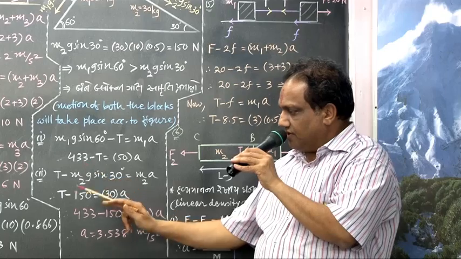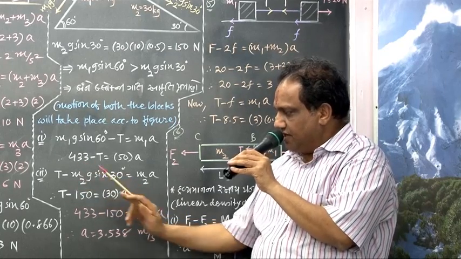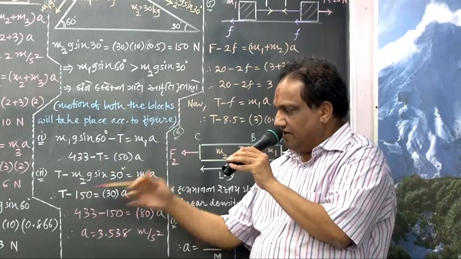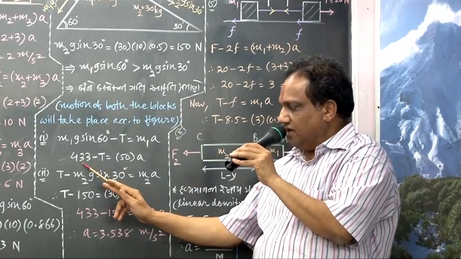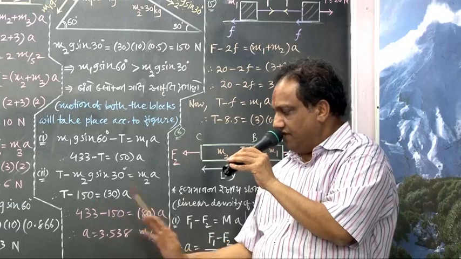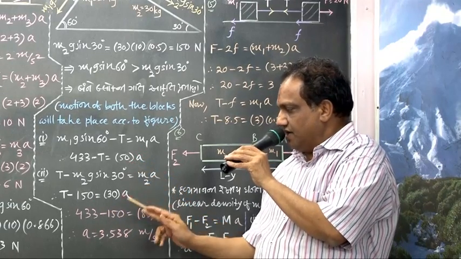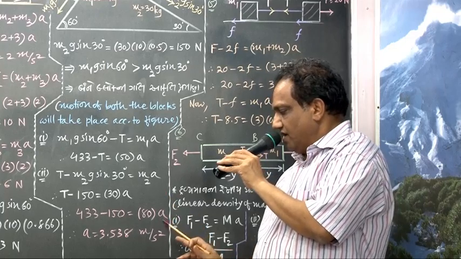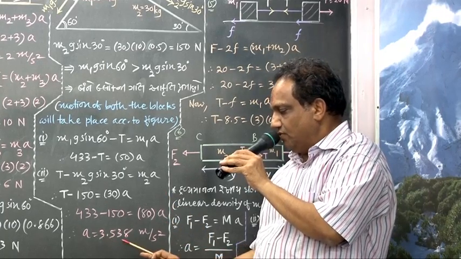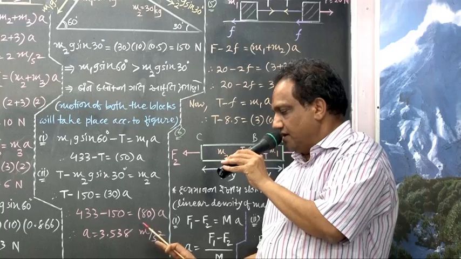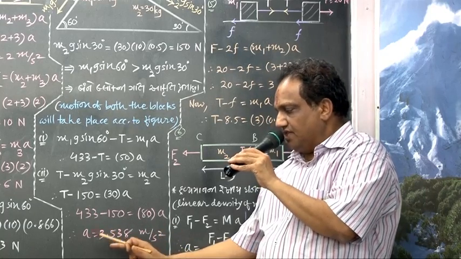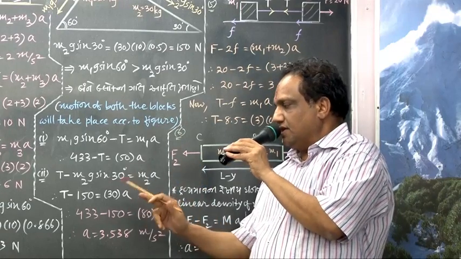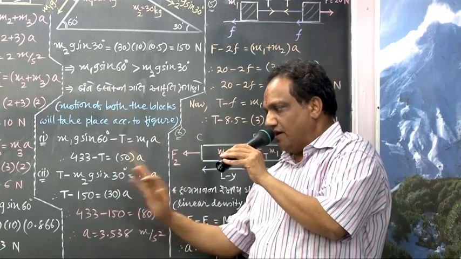Just add these two equations. When you make addition of these two, minus T plus T will cancel. 433 minus 150, and when you make addition here, 50 plus 30, that is 80 into a. Find out a from here, it comes out to be 3.538 meter per second square. Now this value of a, you may put here, no problem. In each case you will get the same value of capital T.